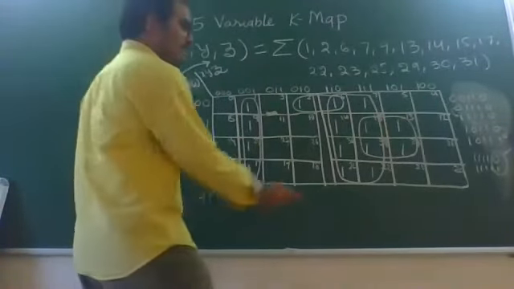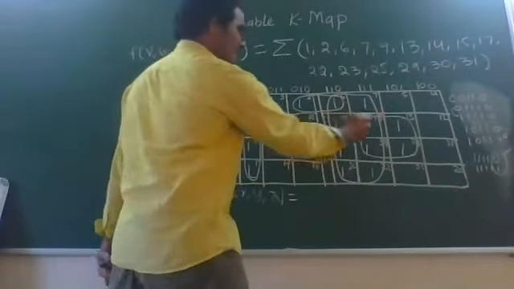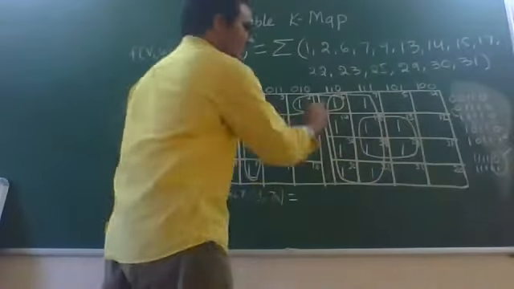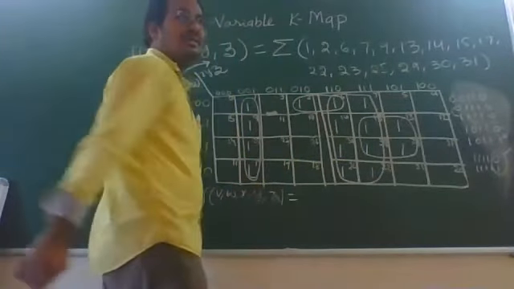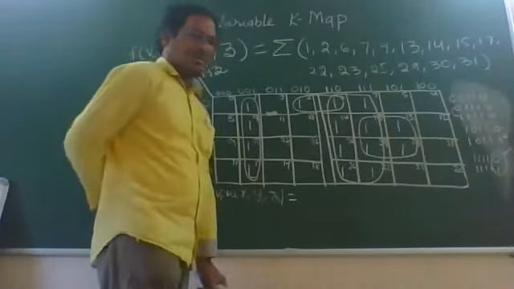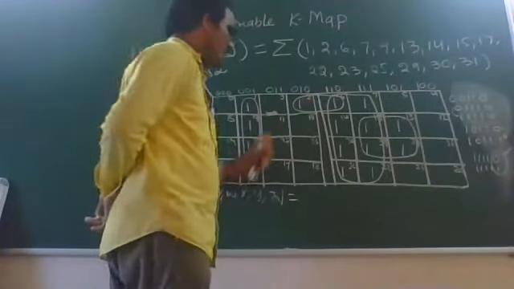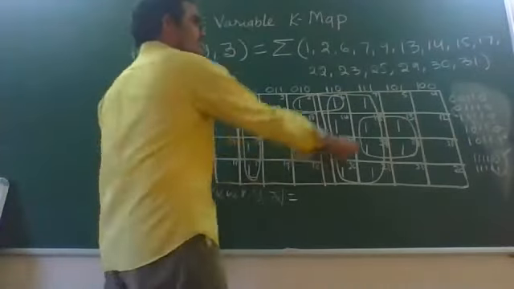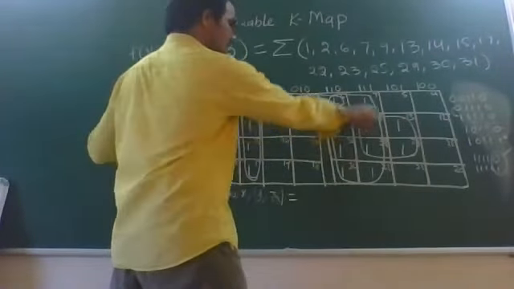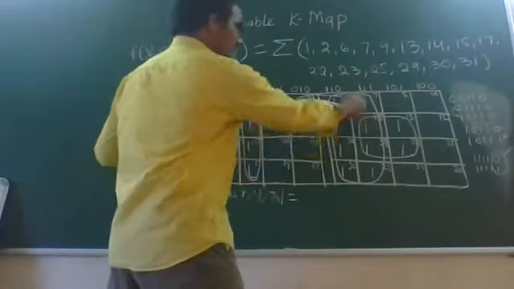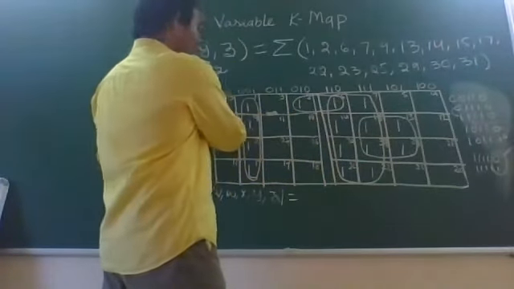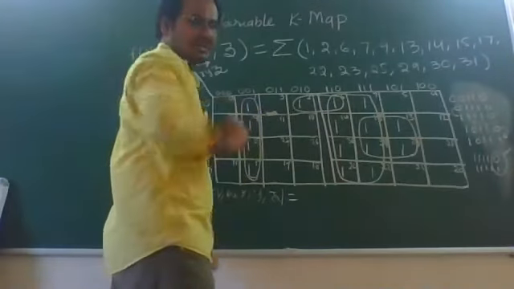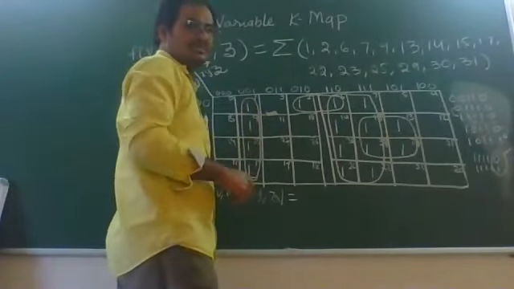So how many subcubes do we have? One octet, one quad, another quad, another quad, and one pair. So totally how many product terms will be there? 1, 2, 3, 4 product terms. What are they? That is from the octet. This octet covers V and W as 0 and 1. So V and W won't be there in the product term from the basic principles.